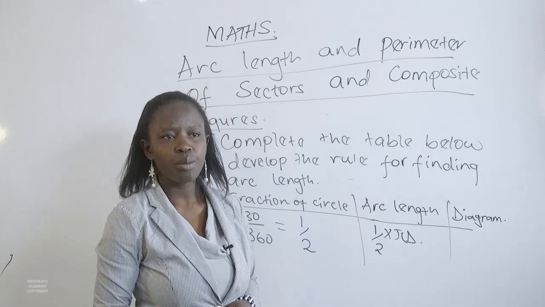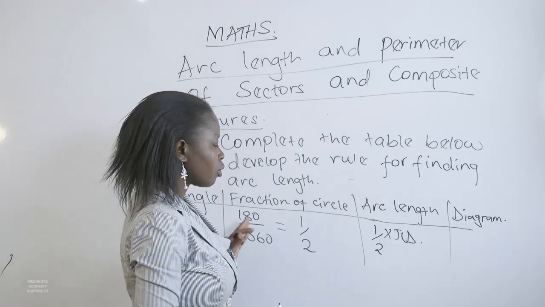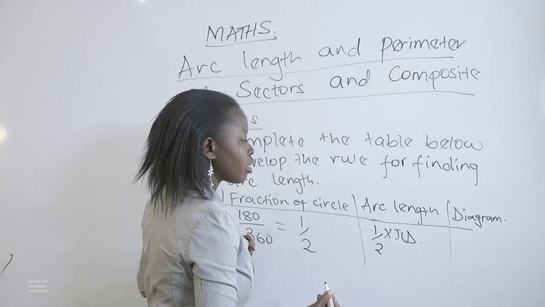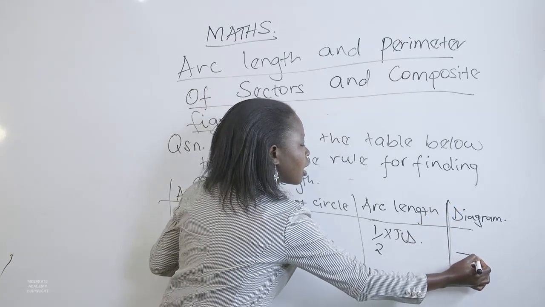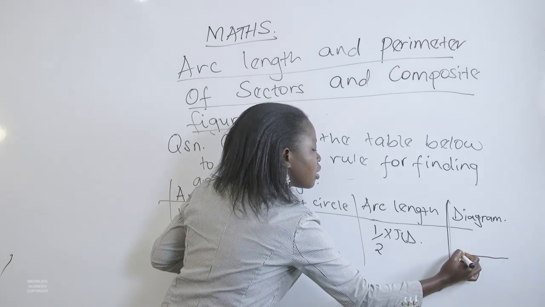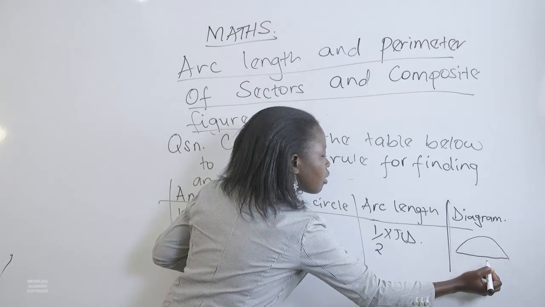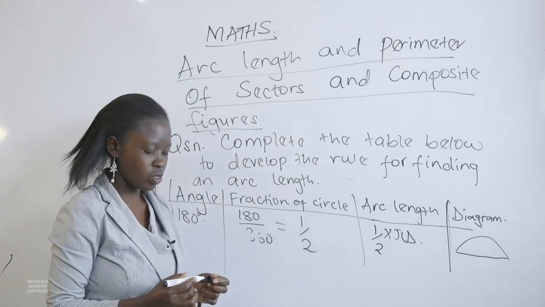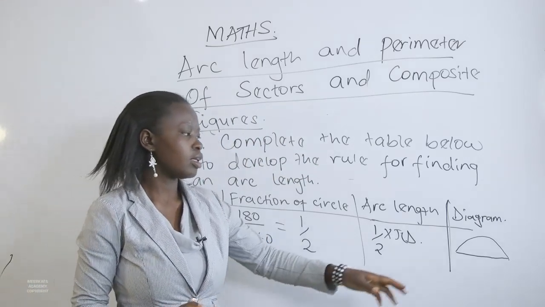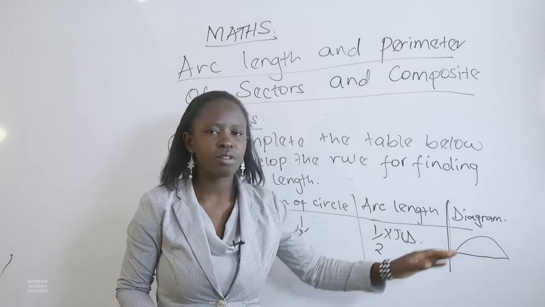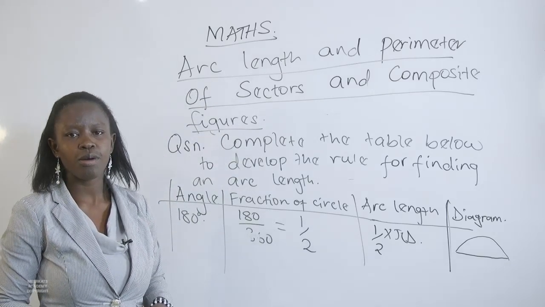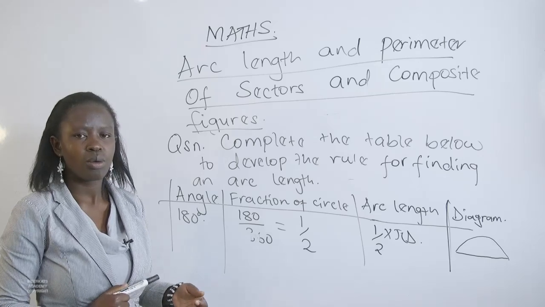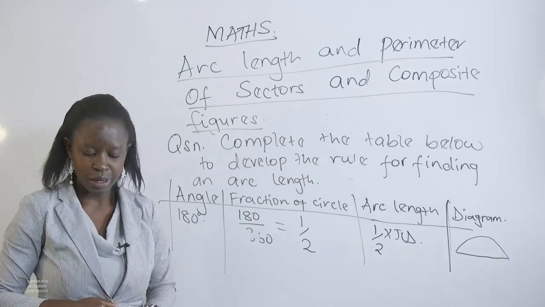What is the diagram that is representing whatever we've just talked about? We are simply having a semicircle, a semicircle to show the 180 degrees. So that is the sector of the circle that is giving us 180 degrees.